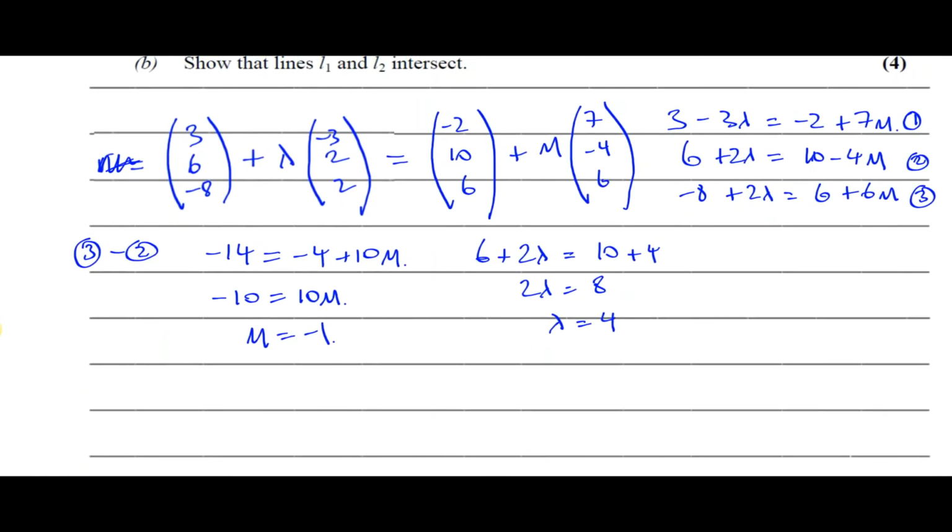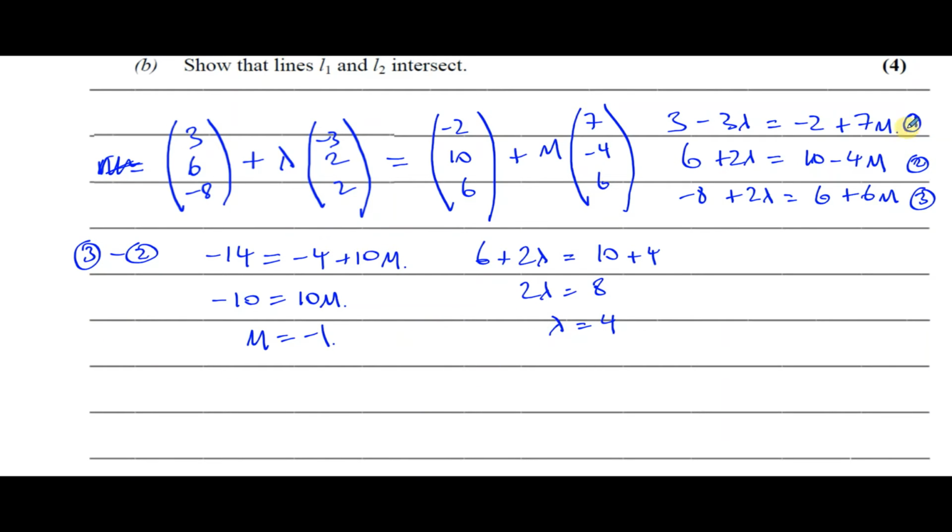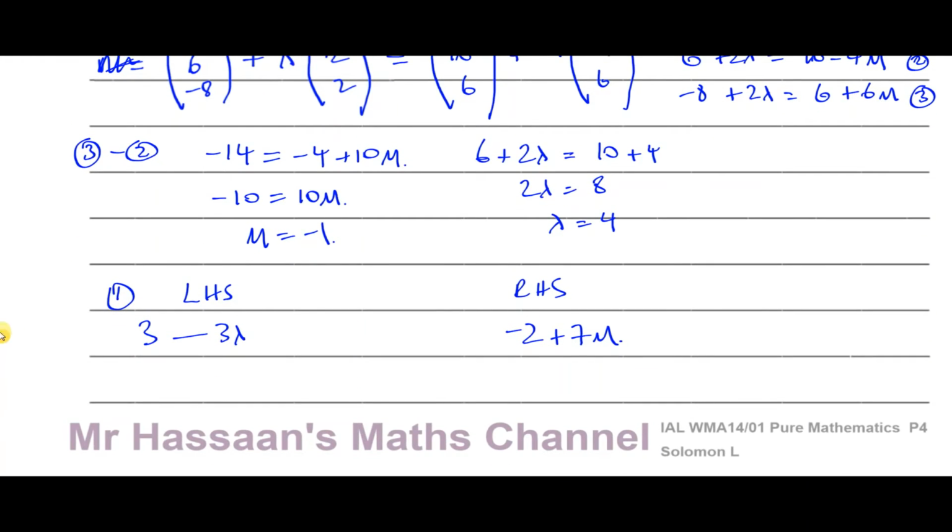Now I have to prove that these two values satisfy equation 1. So let's take equation 1. We have the left-hand side of equation 1, and we have the right-hand side of equation 1. The left-hand side is 3 minus 3 lambda, and the right-hand side is minus 2 plus 7 mu. So let's substitute the values in. This is going to be 3 minus 3 times lambda, which is 4. That's 3 minus 12, which is minus 9. And the right-hand side, you have minus 2 plus 7 times mu. Mu is minus 1. Minus 2 minus 7, which is minus 9. So you have the left-hand side equals the right-hand side.